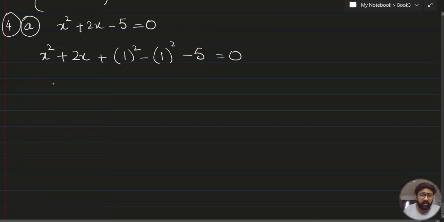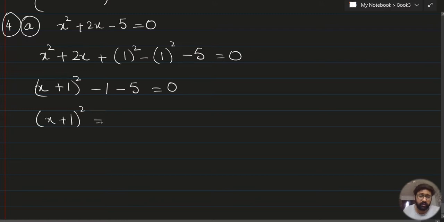So the first three terms are making an identity over here. So it is x plus 1 whole square, and minus 1 square, the square of 1 is 1, and minus 5 is equal to 0. We are going to collect the like terms on the other side. It is going to become x plus 1 whole square is equal to minus 6 on that side and plus 6 on this side. Now it has become similar to question number 2. So we are going to take the square root.